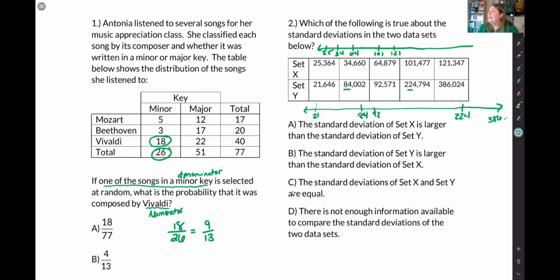Okay, so set X is more gathered together, that's the lower. And set Y is more spread out, that's the higher. And so my answer here is going to be B, because set Y has a higher standard deviation.